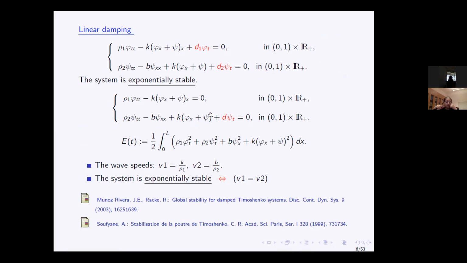But when we only impose a linear damping on the second equation, the energy, which has this expression, goes exponentially to zero when time goes to infinity, but with respect to this relation. That means if and only if we have V1 equal to V2, such that V1 and V2 represent the wave speeds. Those results have been obtained by Soufyane, Abdelaziz, and also Muñoz Rivera and Racke.